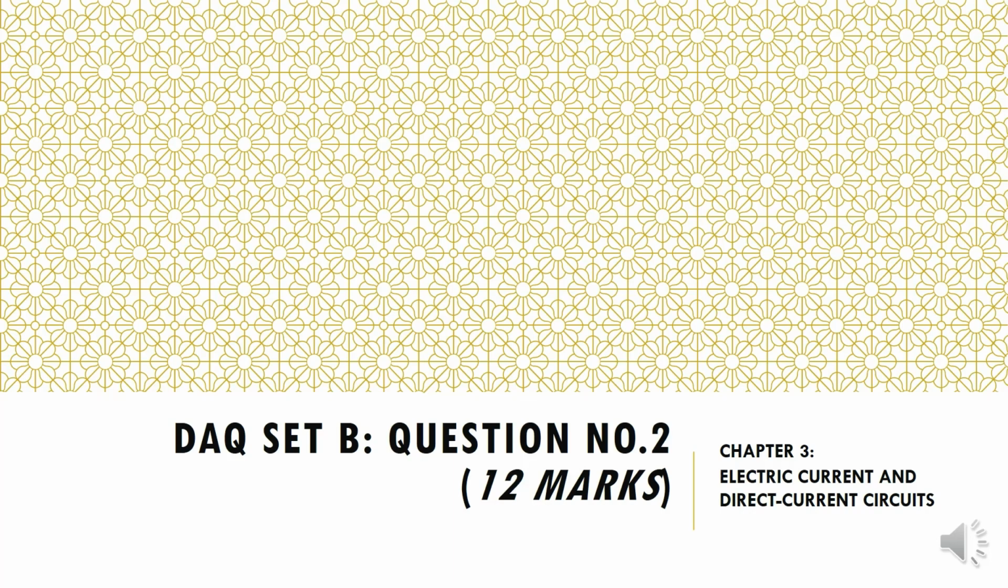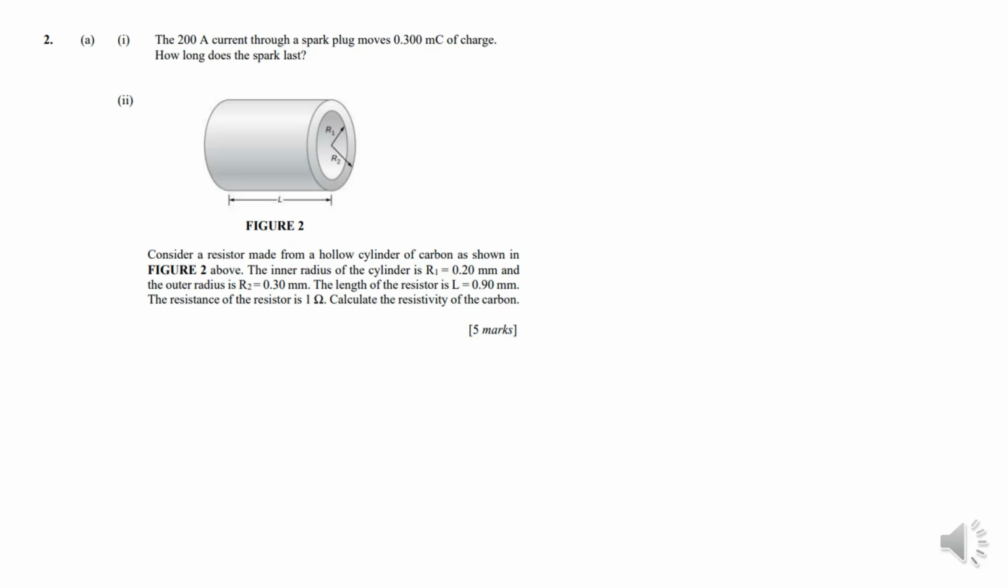Okay, kali ini adalah DEQ set B, question number 2, contributes 12 marks. So untuk question number 2 ni adalah pada chapter 3, iaitu electric current and direct current circuit. Okay, kita pergi ke number 2A.